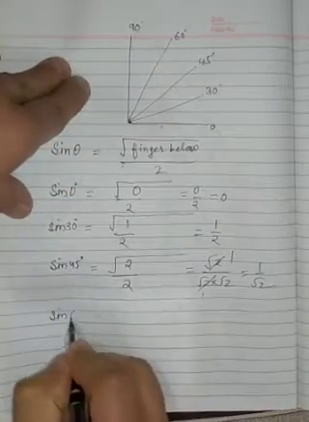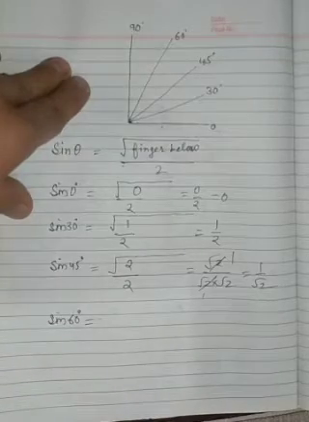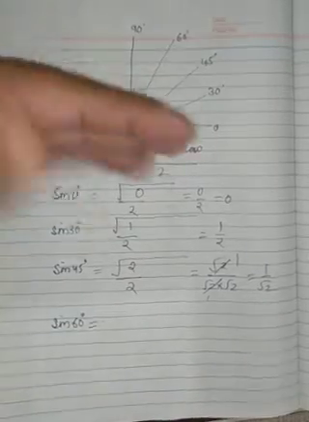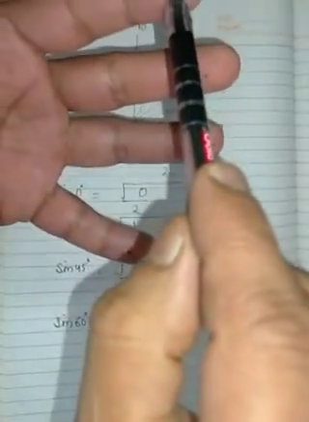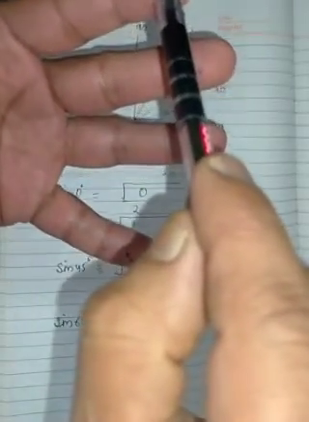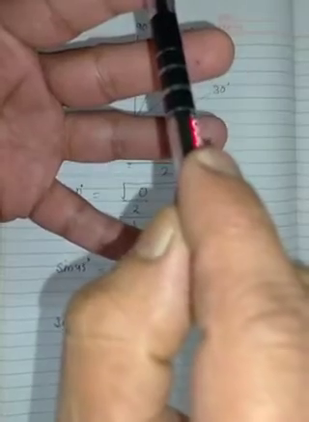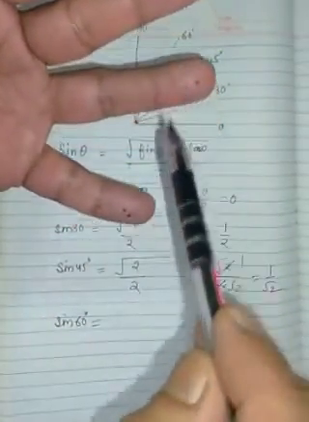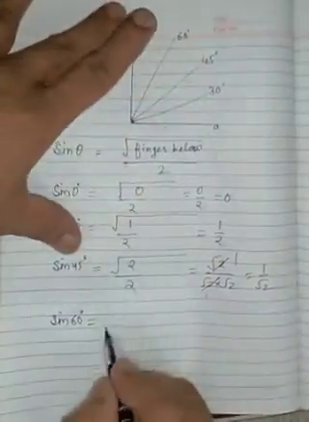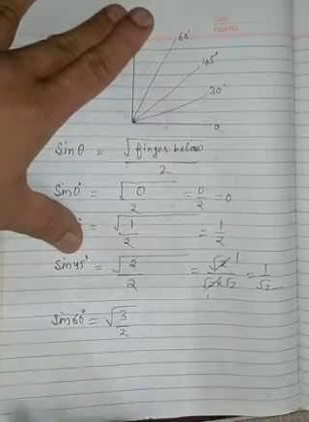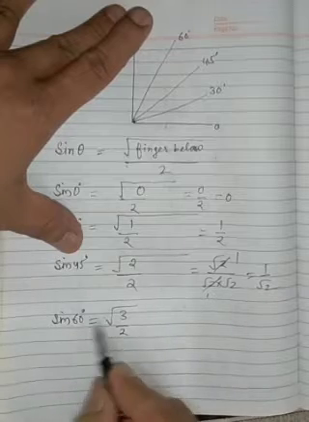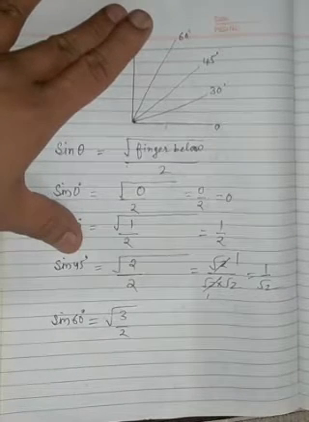Let's move on sine 60 degree. Now this finger shows sine 60 degree. So finger below this finger are 1, 2, 3. So under root 3 upon 2. We cannot solve it further. So sine 60 degree is equal to root 3 upon 2.